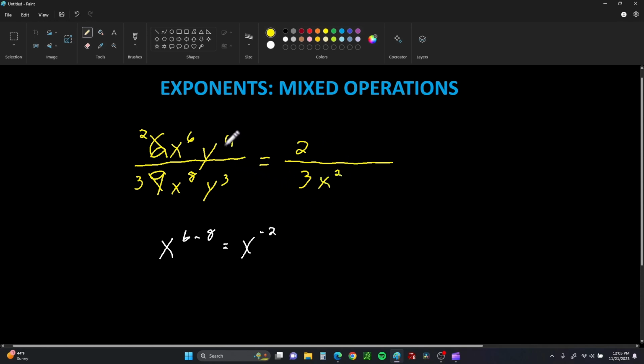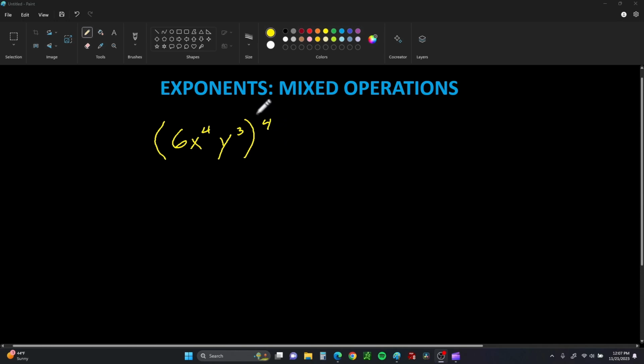And then the final one, I have y to the fourth divided by y to the third. That's y to the 4 minus 3, which is y to the first power. So that would stay in the numerator. I don't have to put the 1 there. And this is my final answer.